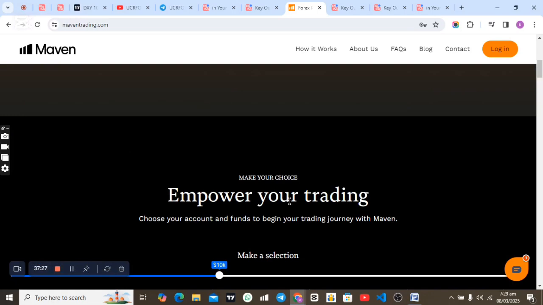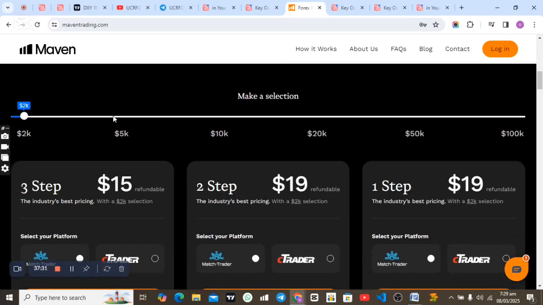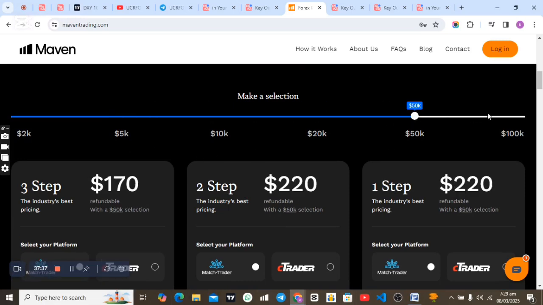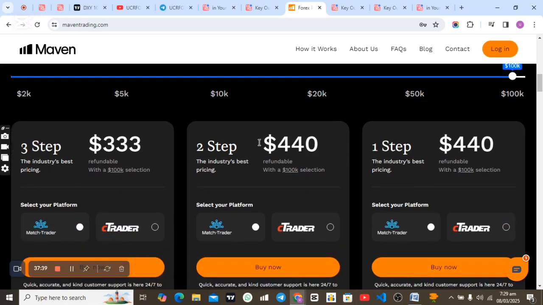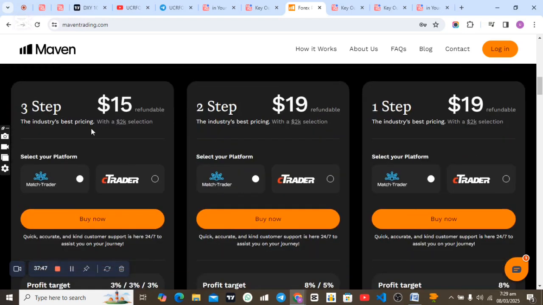Now, in this MAVEN, they have different types of accounts. They have 2K accounts, 5K accounts, 10K accounts, 20K accounts, 50K accounts, and 100K accounts. These are the different account sizes they have here, and it all depends on the one you want to get. The least account they have here is the 2K account, which is 15 USD, right? They have different steps. They have 3 steps, 2 steps, 1 step. So what does this stand for?